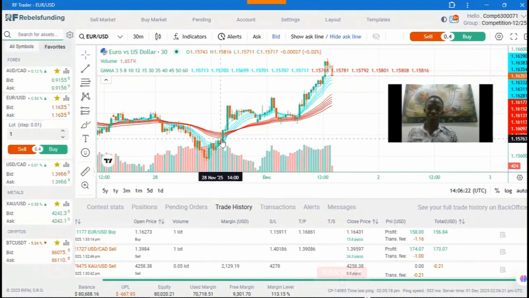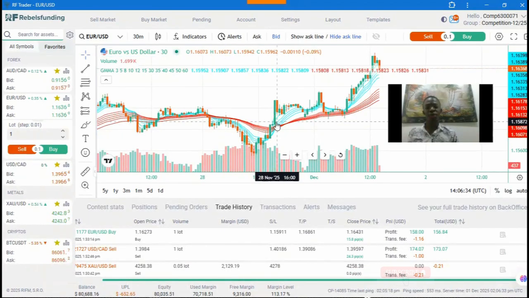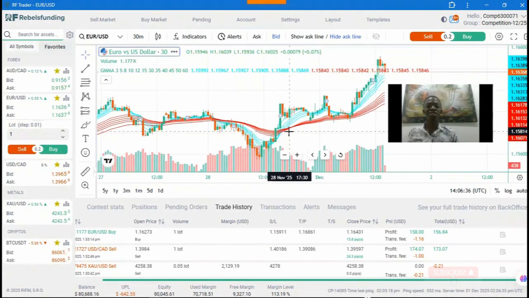So you can see this was the end of the consolidation. The market was consolidating on the 30-minute time frame. So as you can see, the shorter-term moving averages crossing the longer-term moving averages means a new trend began. And what's the new trend? The new trend is the uptrend.